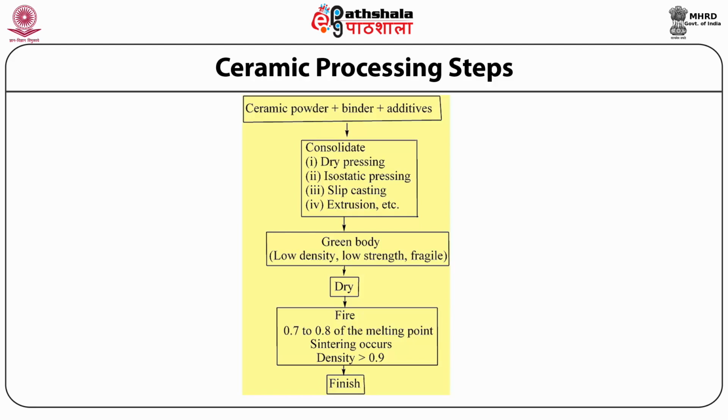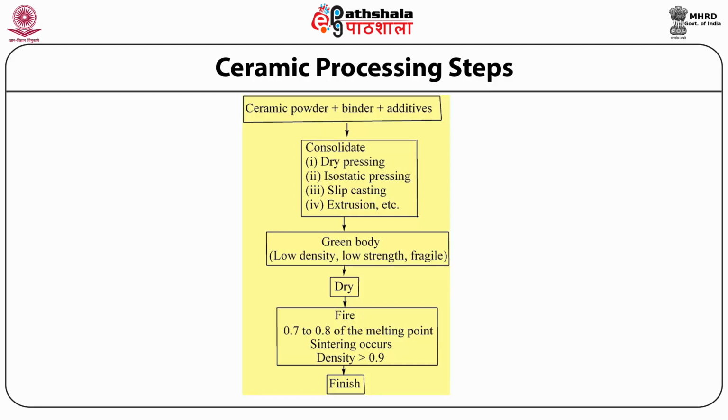During drying, considerable shrinkage of the body may occur. If care is not taken, the high shrinkage produces stresses which can cause cracking of the body. After drying, the green body is very fragile, with very low strength and low relative density. The relative density is defined as the ratio of the actual density to the theoretical density of the material.